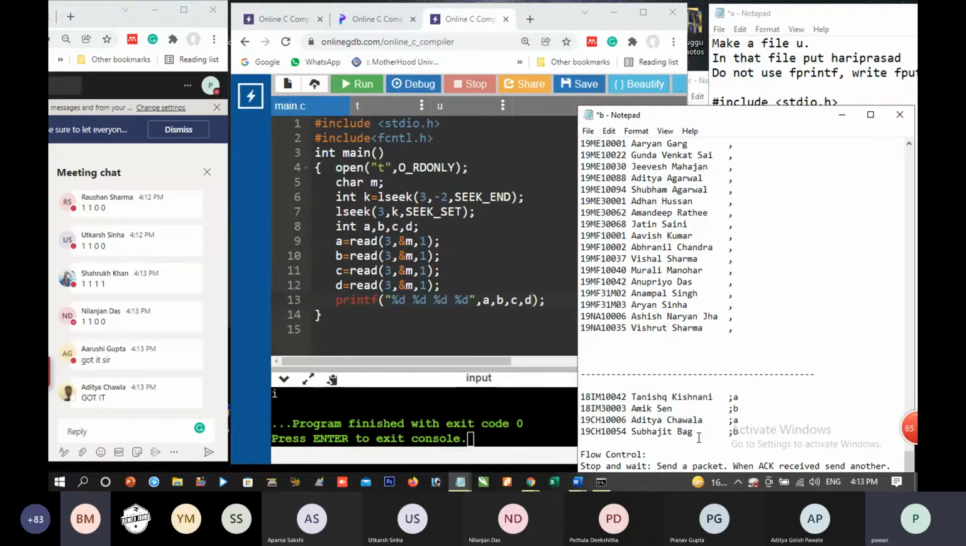Aditya got it. I want to hear from Aditya, Amik and Subhajit. Amik Sen, Subhajit Bagh, please tell whether you got the test paper. Subhajit Bagh got it. Yes. So you students leave the chat, leave this MS Teams and appear in the test paper.